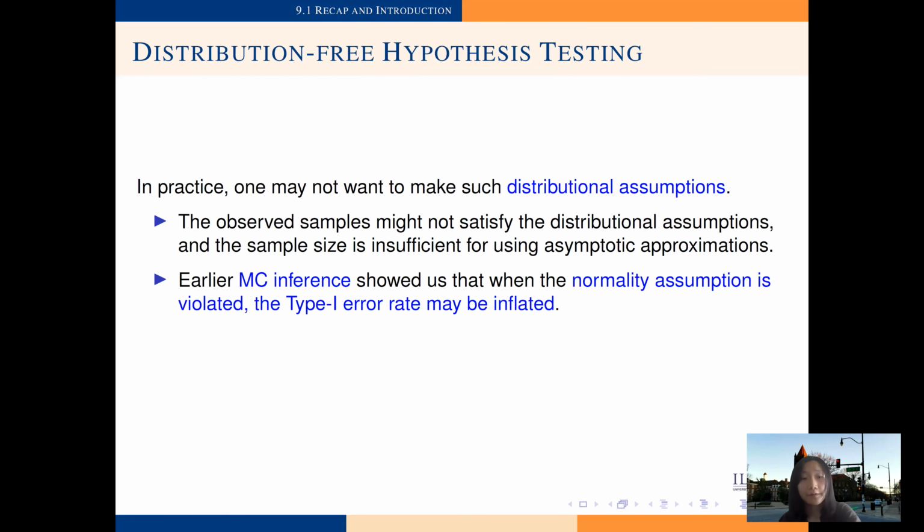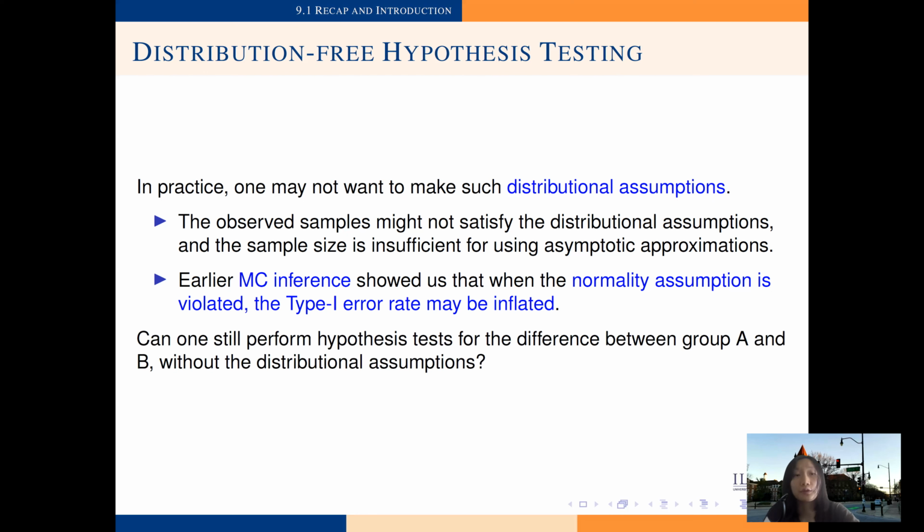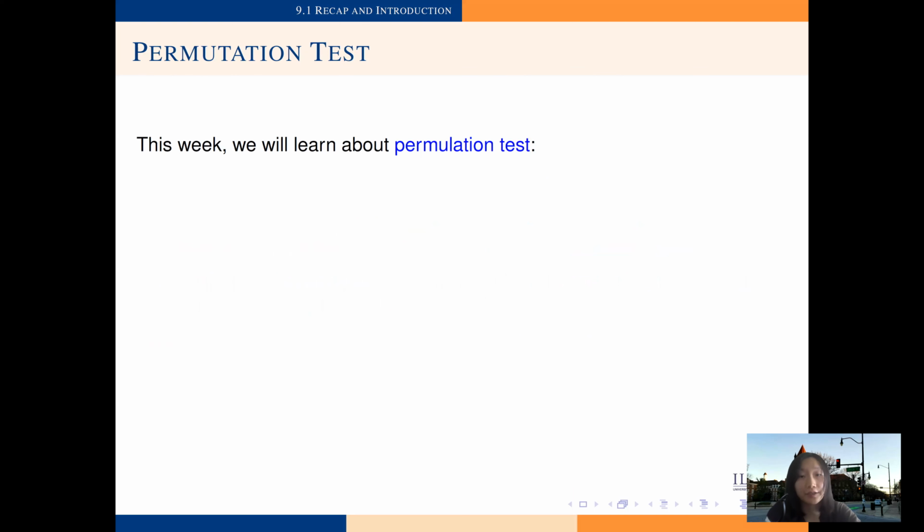If you recall from a few weeks back when we discussed Monte Carlo inference, we showed that when the normality assumption is violated for the x's, the type 1 error rate for t-tests may be inflated. One question we might ask is, can we still perform a hypothesis test for the difference between group A and group B without the distributional assumptions about X? And that leads us to the topic of this week, which is permutation test.